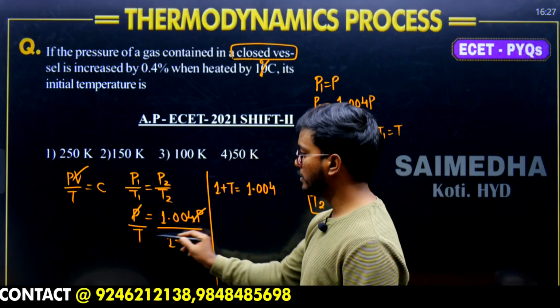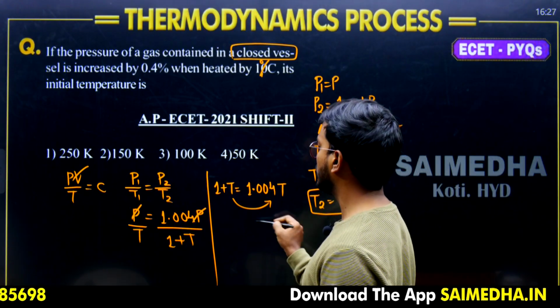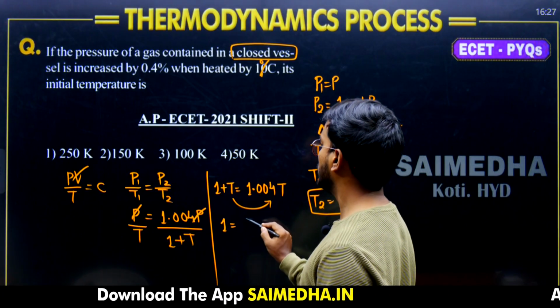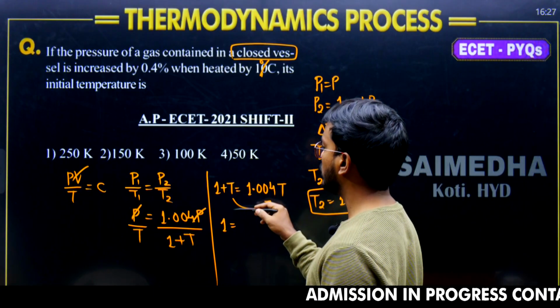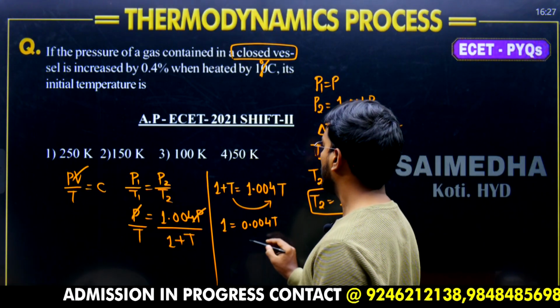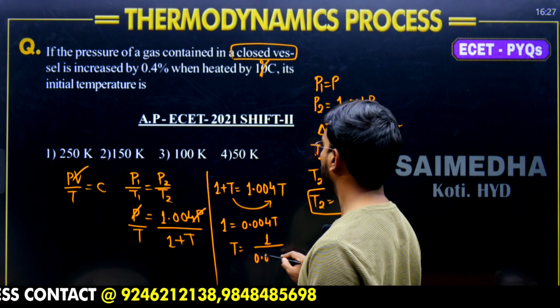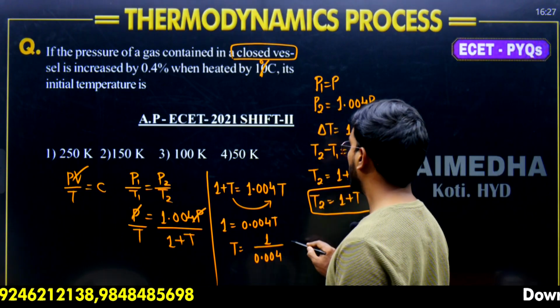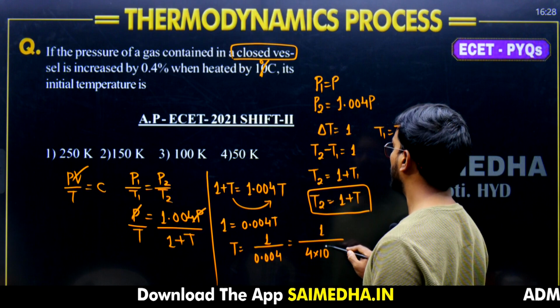Because pressure gets cancelled, this T you need to multiply here now. Send this to the right hand side, this is going to become minus T. So 1 is equal to T taken common, 1.004 minus 1, that means 0.004 you will be getting. Okay? That means T is equal to 1 divided by 0.004. That can be written as 1 divided by 4 into 10 to the power of minus 3.